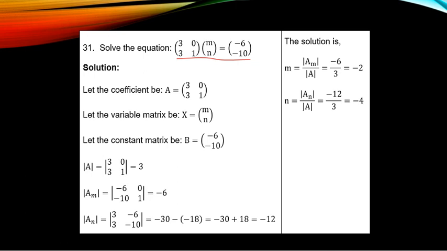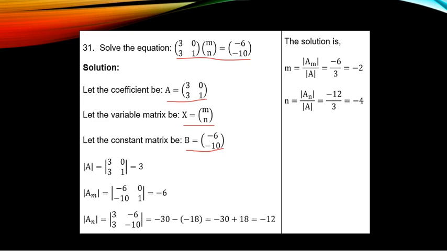So what you do is to give the system a name, where the first matrix is the coefficient matrix, then the variable matrix is mn. You are looking for mn, so let's name the variable matrix as S, and the constant matrix is B. You see that? So after the naming, what do you look for again? The determinant. So you look for 3 determinants.